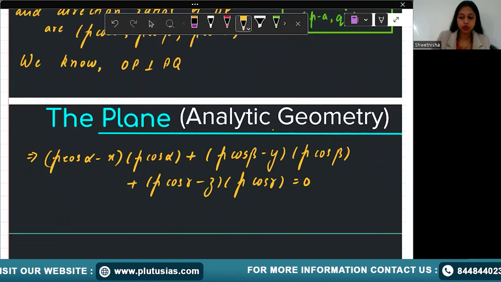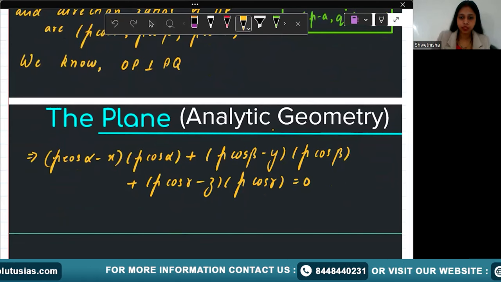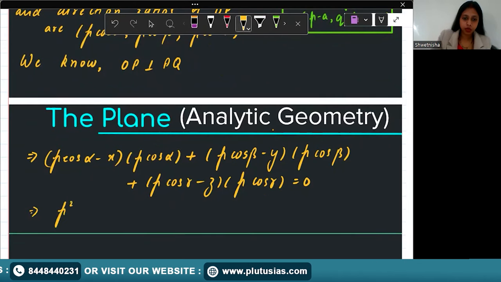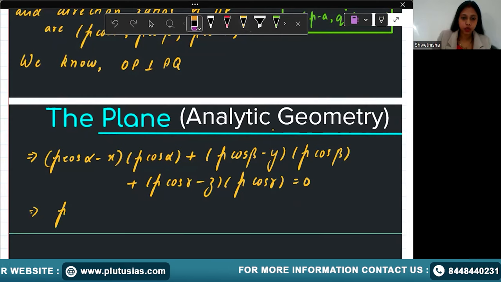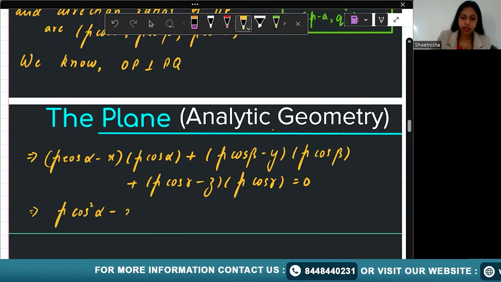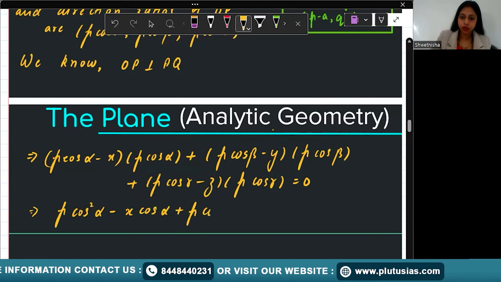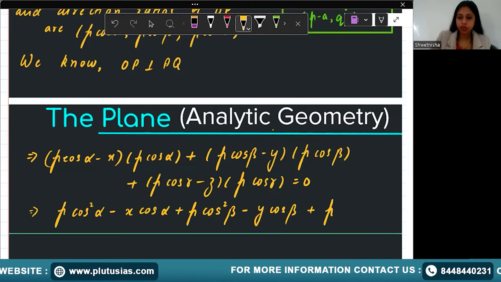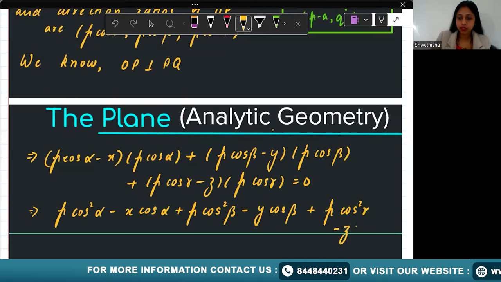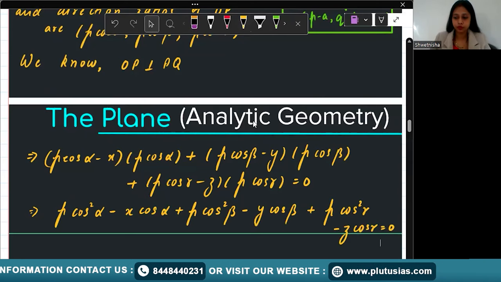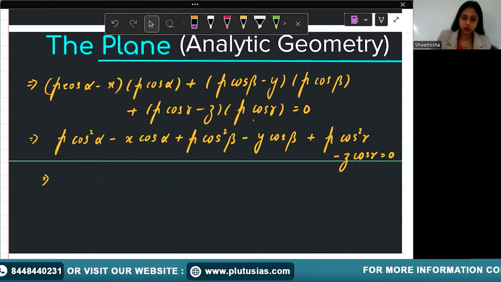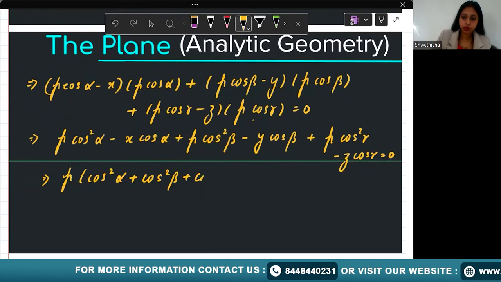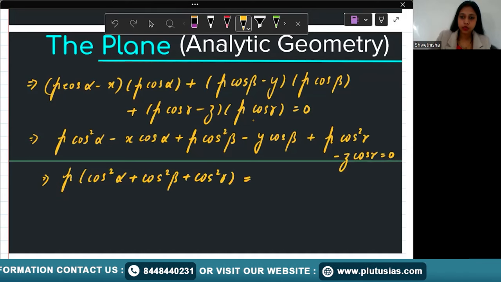This will give us, obviously, p can be taken common. So p times p cos square alpha minus x cos alpha, plus p cos square beta minus y cos beta, plus p cos square gamma minus z cos gamma is equal to 0. So here p times (cos square alpha plus cos square beta plus cos square gamma) is equal to p, right?